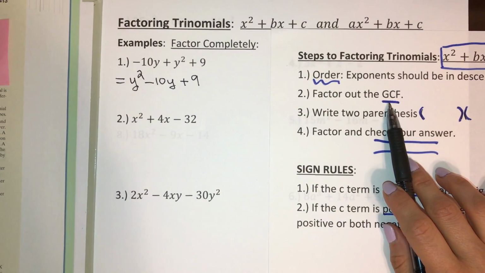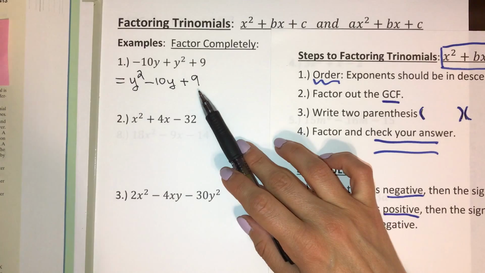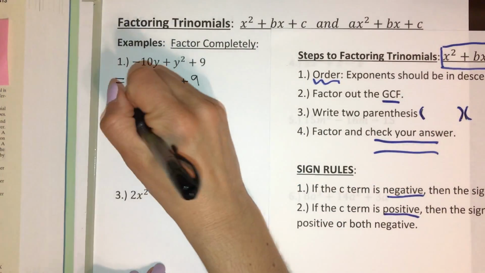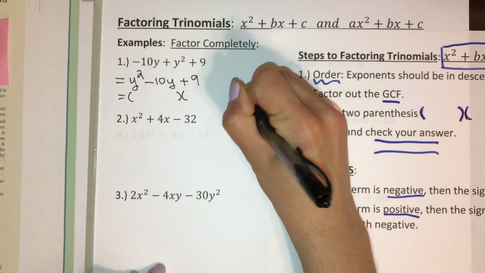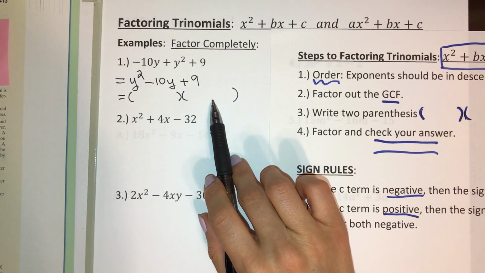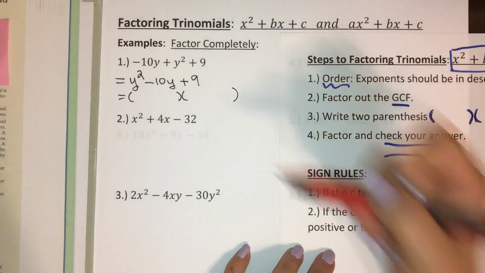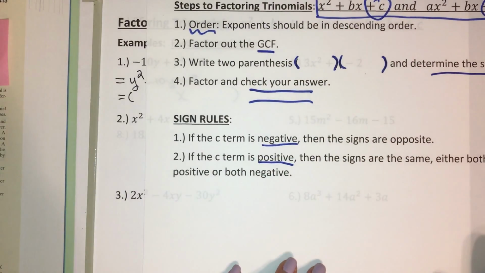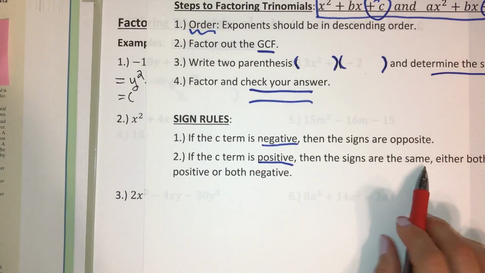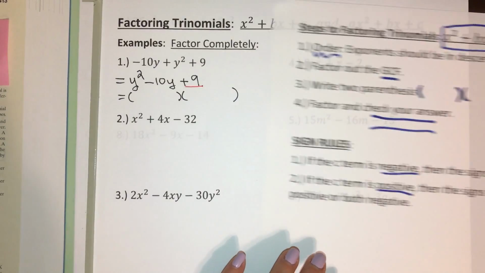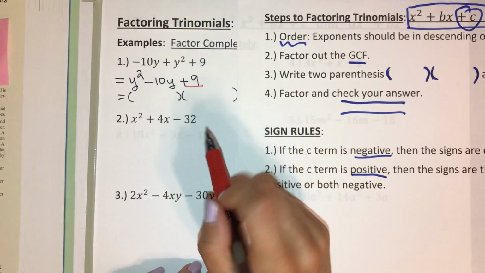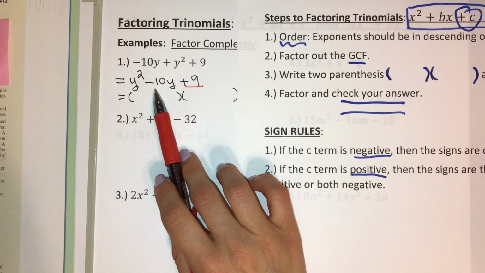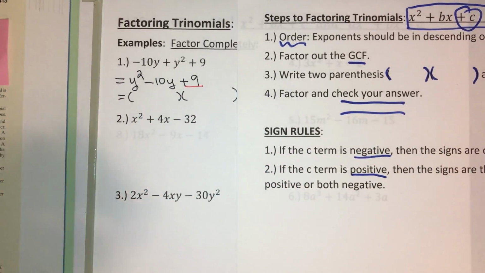Next, we want to check to see if there's a greatest common factor. There is no greatest common factor, so we move on to step 3. We write 2 parentheses, and then we have to determine the signs in these parentheses. I look at the last term. It says positive 9, and if the last term is positive, then the signs are the same. If this is positive and your middle term is negative, then both signs are negative.